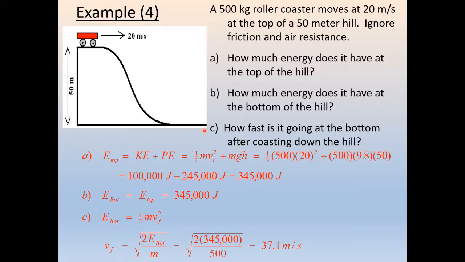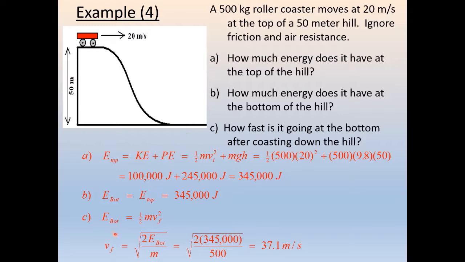The last part, how fast is the roller coaster going at the bottom after coasting down the hill? So obviously this roller coaster is going to pick up speed as it coasts down the hill. What it's doing is transferring its potential energy into more kinetic energy. So we know what the energy at the bottom of the hill is. It was 345,000 joules. And the energy type at the bottom is all kinetic energy. There's no potential energy down at the bottom here because the height is 0.